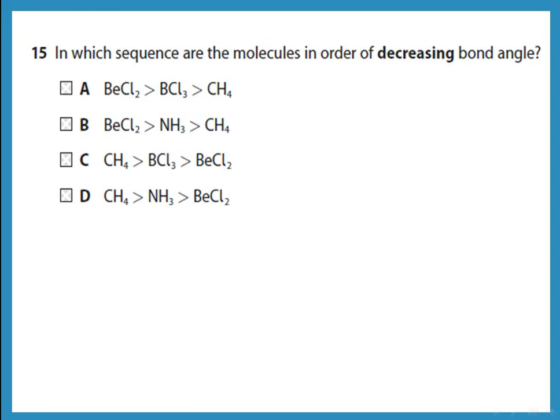In which sequence are the molecules in order of decreasing bond angle? Again, please pay attention to these questions. Is he asking about decreasing or increasing? So we're looking at something that is in order of decreasing bond angle. Well, let's take a look at the bond angles of each one. Now, what is BeCl2? BeCl2 is beryllium with 2 chlorines, 2 bonding pairs, no lone pairs on the central atom, so the bond angle is 180.